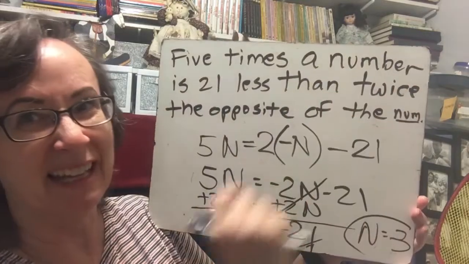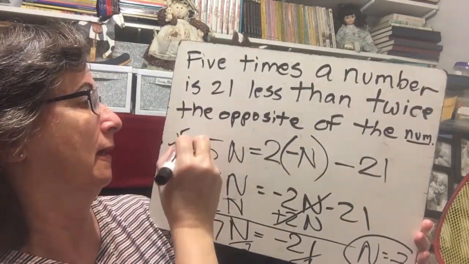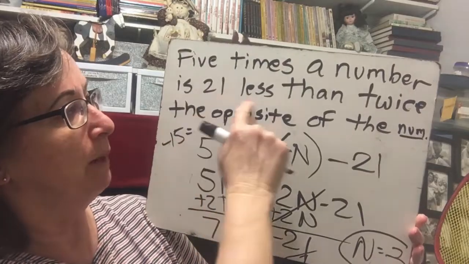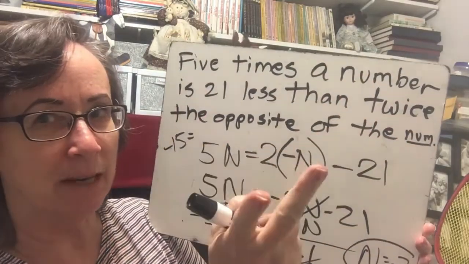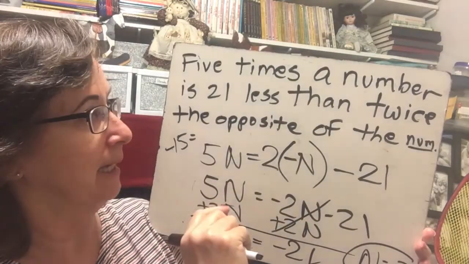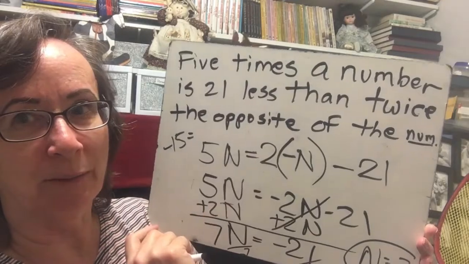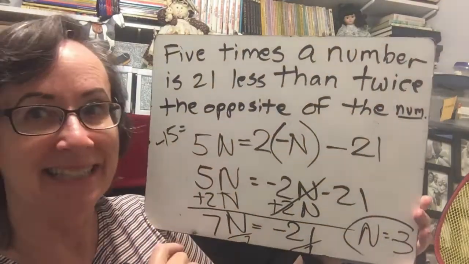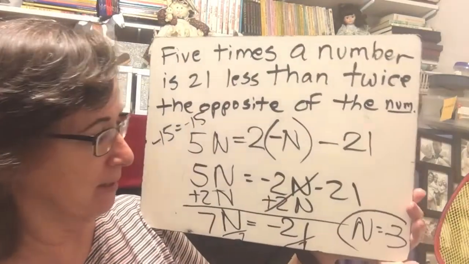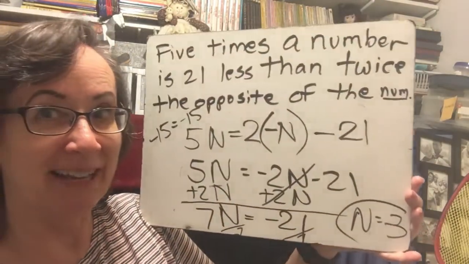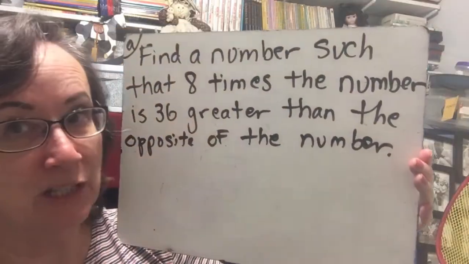5 times a negative 3 would be negative 15, is 21 less than twice the opposite. So if negative 3 is the number, the opposite would be 3. Twice 3 would be 6. 6 minus 21 is negative 15. And we get negative 15 on both sides. Therefore, n is equal to negative 3. Checks out.